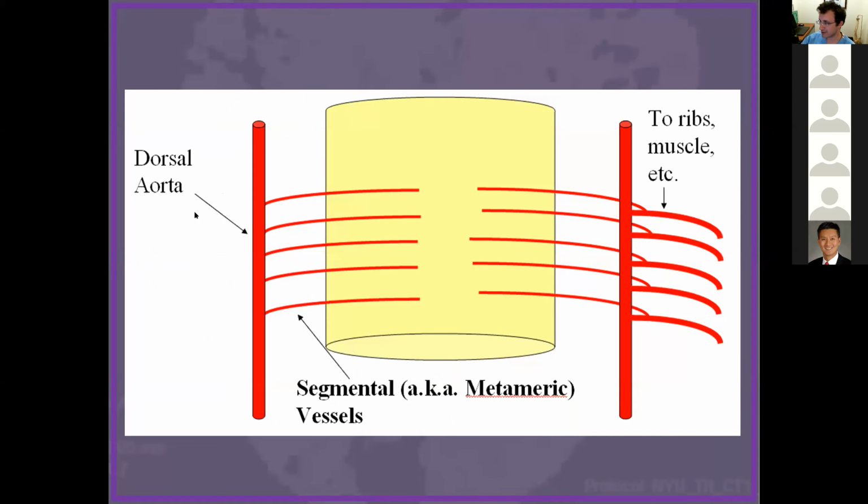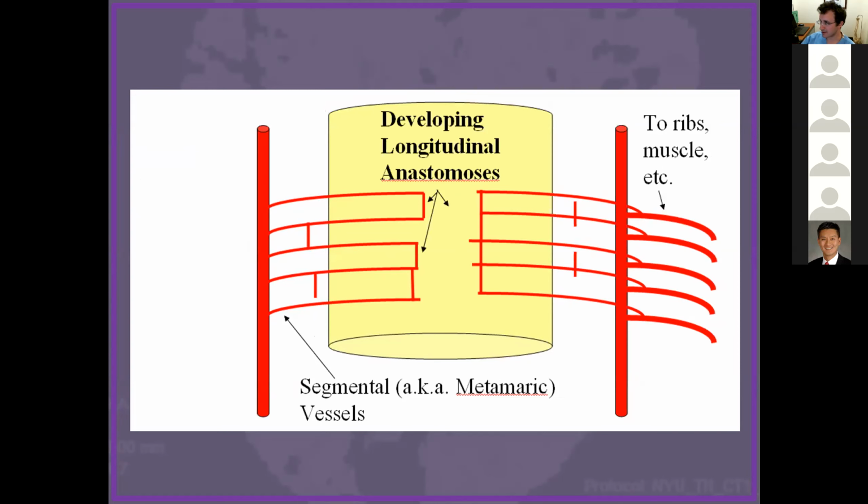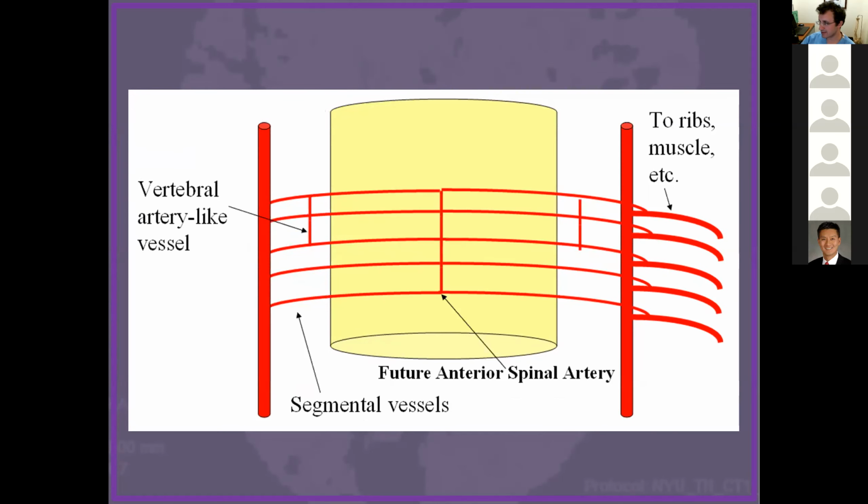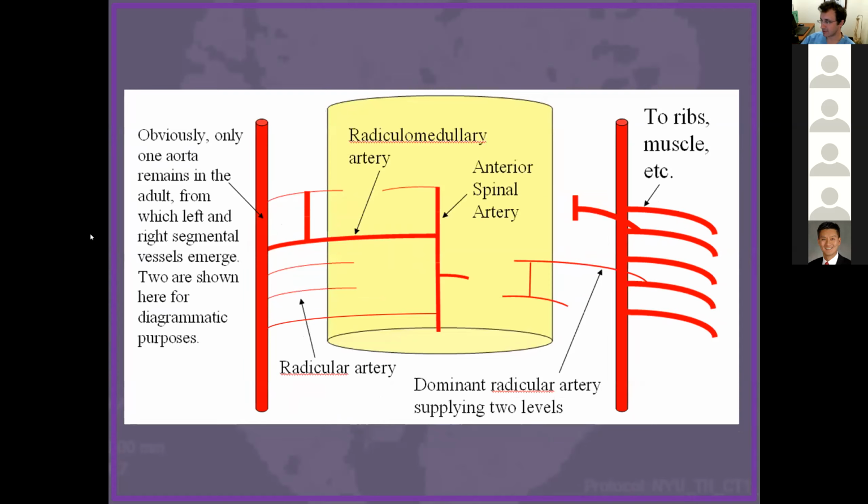The embryology we are all familiar with. It's basically this early segmental arrangement, multiple sources of supply at each segment to the developing cord. Over time, these longitudinal anastomoses develop, and then finally we get something like this, where some of the vessels persist as radicular arteries, basically supplying the nerve root, and then continuing on to also supply the anterior spinal axis, so we call that radiculomedullary. The ones that supply the posterior spinal, we call radiculopial.